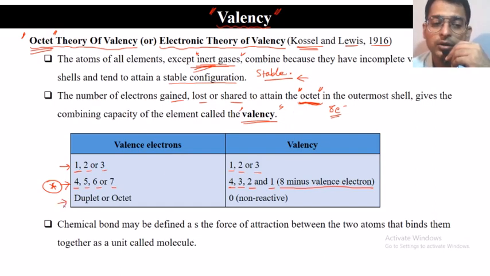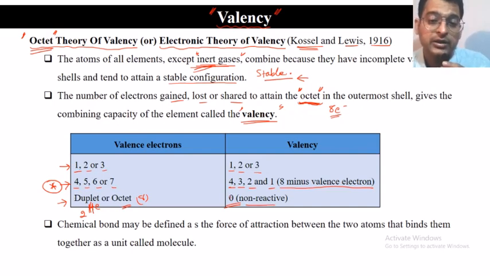What about duplet, like in helium? Helium is also stable, it is a noble gas. It has two electrons and it is stable. That is why we say it is a duplet. Octet means it should have 8 electrons in the outermost shell. That is the case with all other inert gases. So what will be the valency? Because they are not going to lose or gain electrons, they are stable, therefore they are non-reactive, their valency is 0.